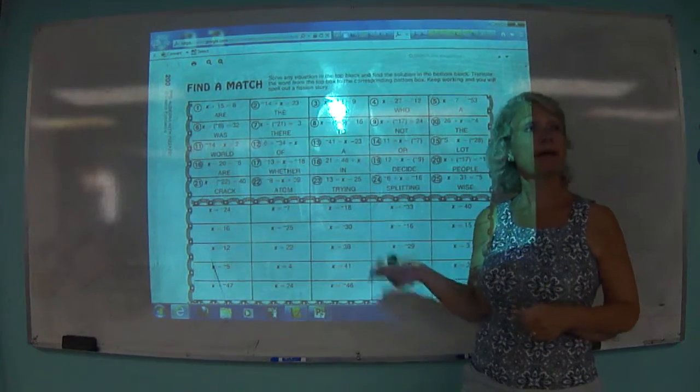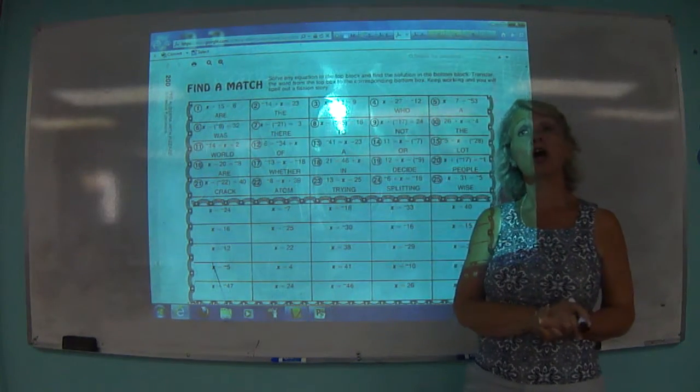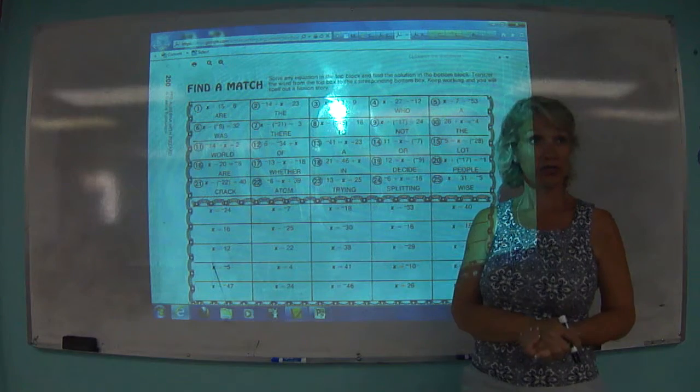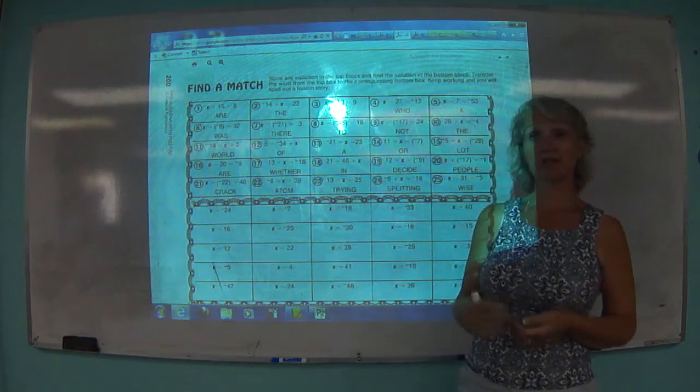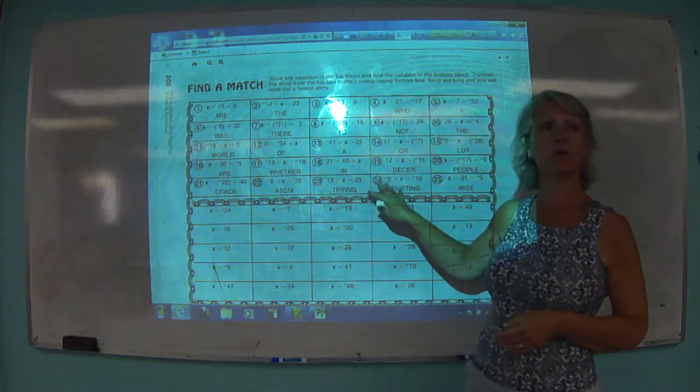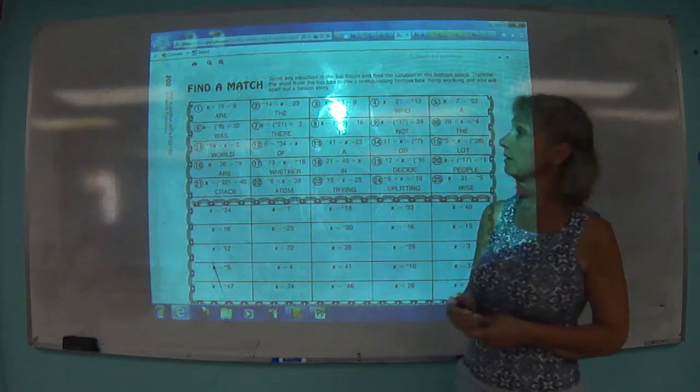Okay, so find a match. What we're talking about today are one-step equations. There's a couple of different ways to do it. The easiest way on these one-step equations is mental math.